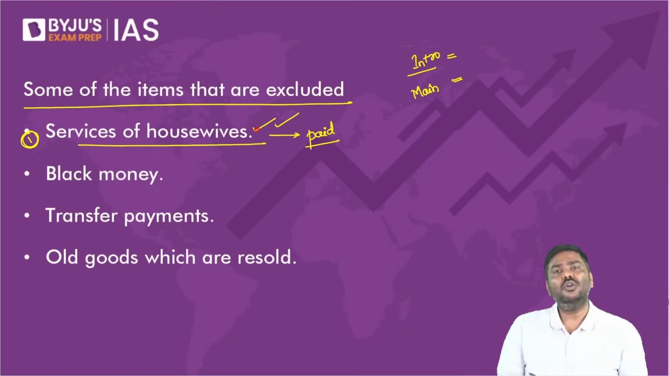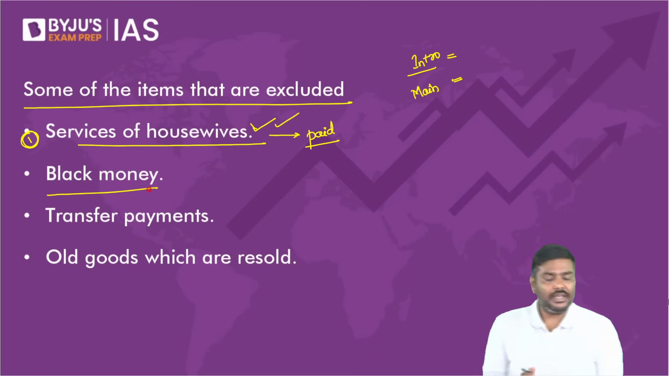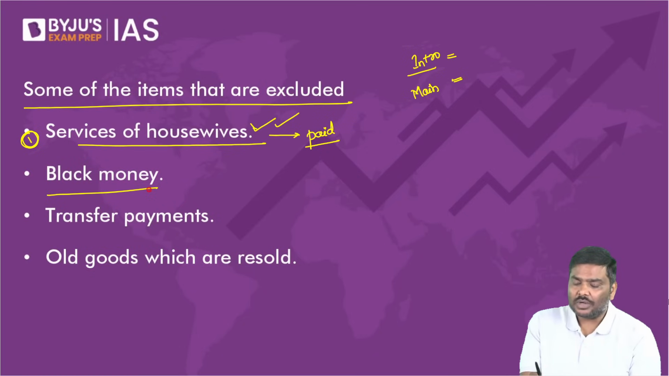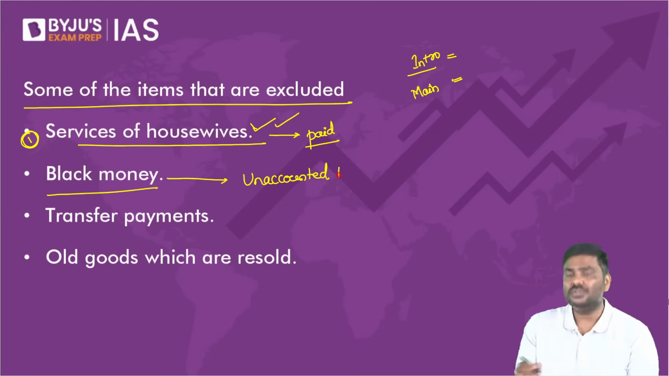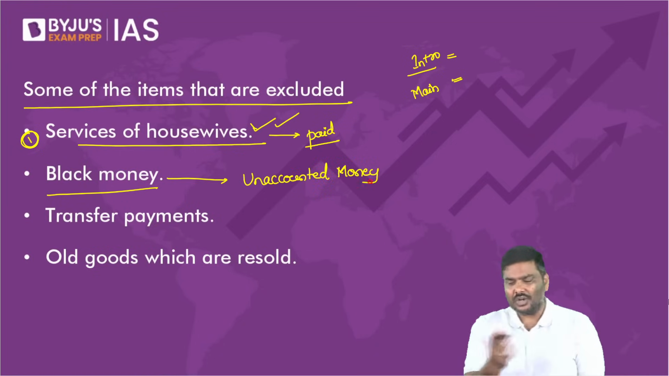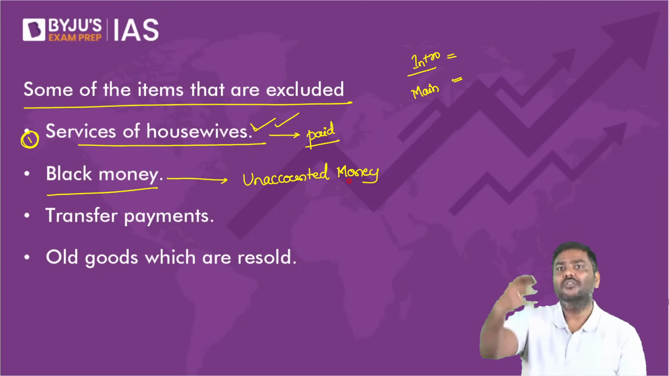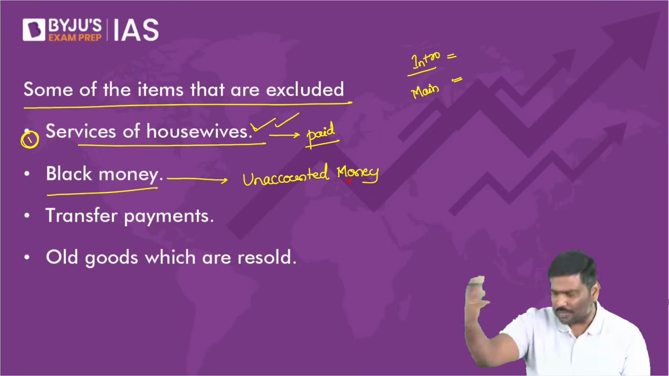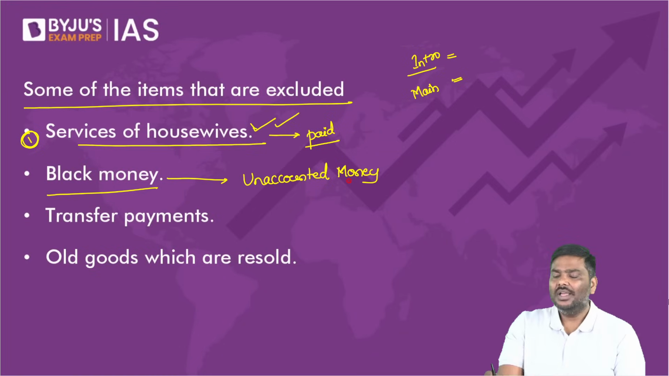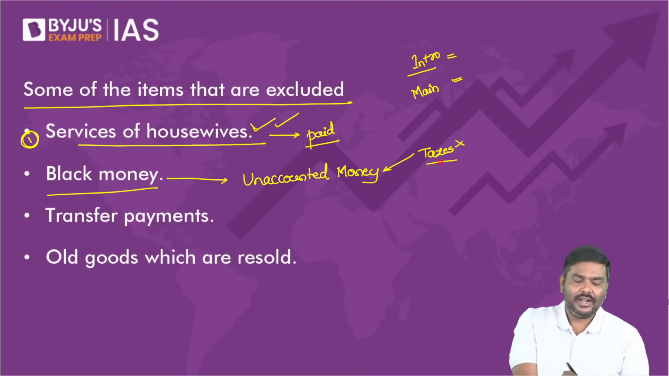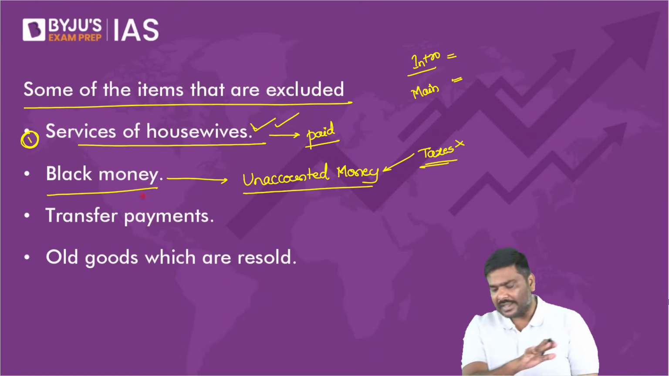Black money is also not counted. What do you mean by black money here? Black money is unaccounted money. Unaccounted simply means government does not know what is the source of it. Simple. And because government does not know what is the source, whether you have black money or not, how much black money you have, government doesn't know it. Hence, taxes on this unaccounted money are also not paid. So because the money is not accounted, black money is generally not counted in the calculation of GDP.